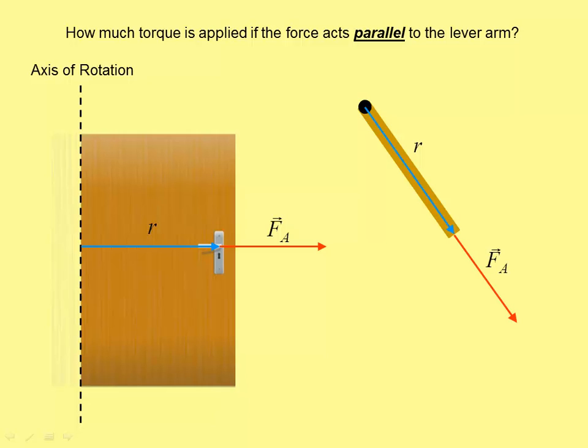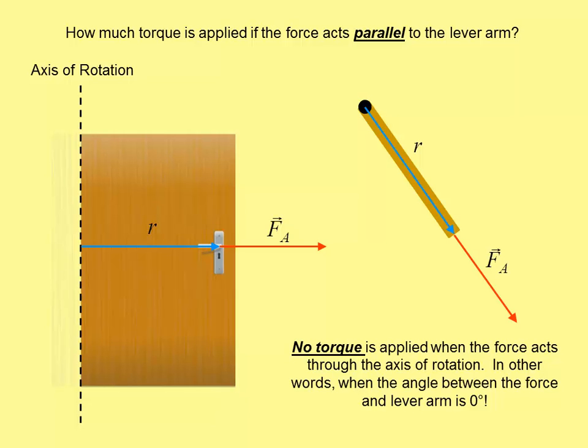Well, how much turning effect do you get if you pull straight out on a door or straight out on a wrench? Of course, you get none. You get no torque when the force acts through the axis of rotation. Okay, so when the force and the distance are parallel to one another, when the angle between them is 0, you get no torque. So you get a maximum amount of torque when R and F are perpendicular, and you get 0 torque when R and F are parallel. What trig function works that way?